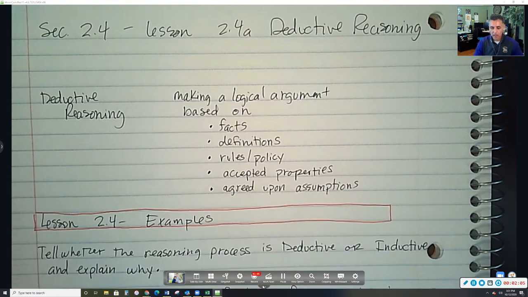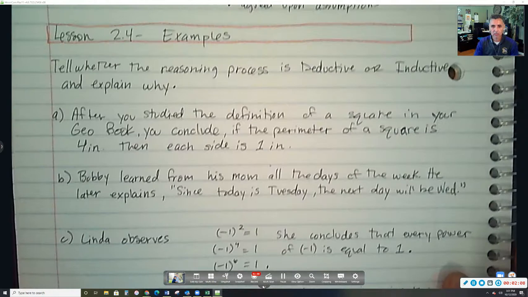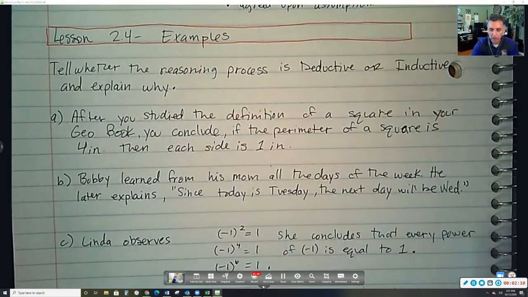But that's when you make an argument based on facts, definition, rules, policy, accepted properties, agreed upon assumptions. Okay? And then really this is all we have. We have some examples we're going to go over. There's only 4 examples.